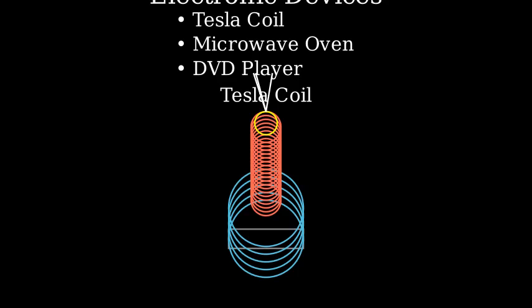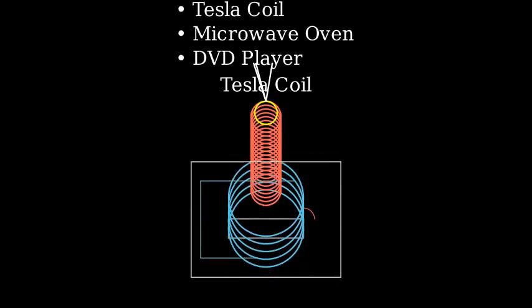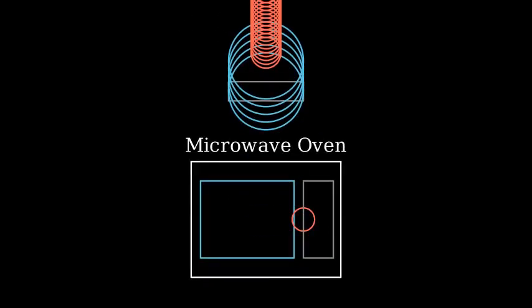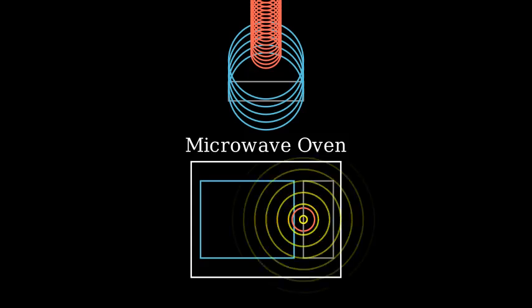Next, let's examine how a microwave oven works. Inside every microwave is a magnetron that generates microwaves. These waves cause water molecules in food to vibrate rapidly, creating heat through molecular friction.